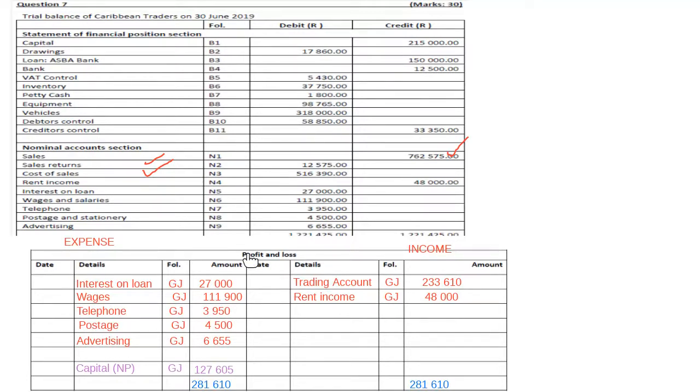Okay, no problem, Tristan. What we did, we said 281,610. And then we minus everything here. We minus 271139. So you just have to take the total of 281 and you minus everything that you see here on the debit side.